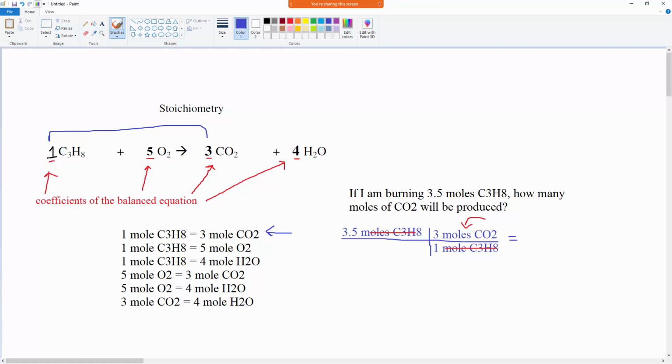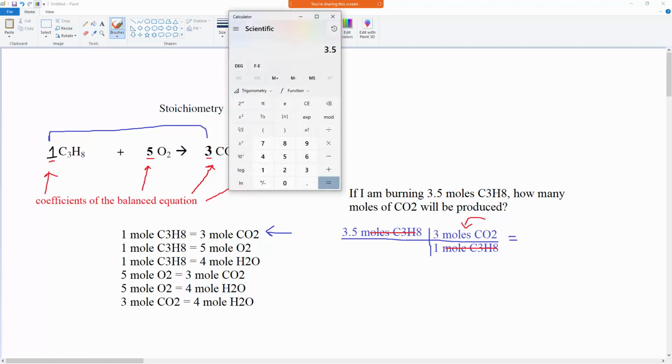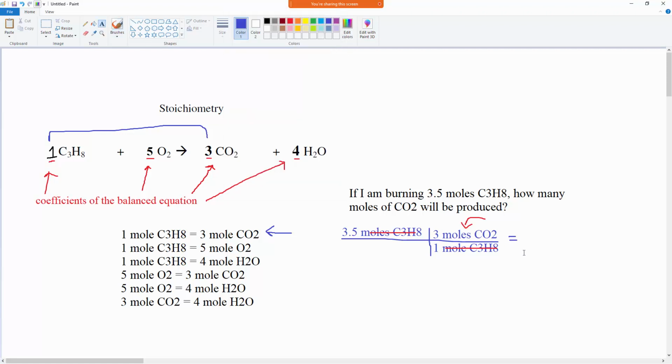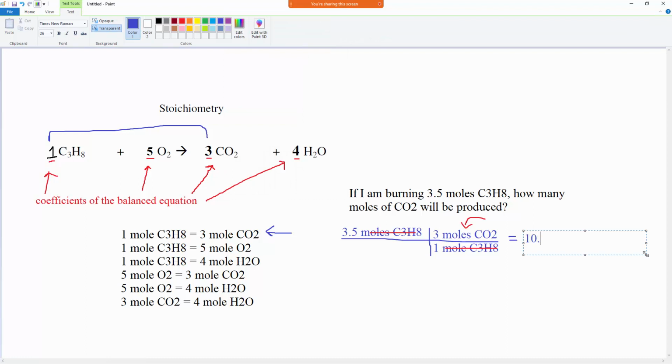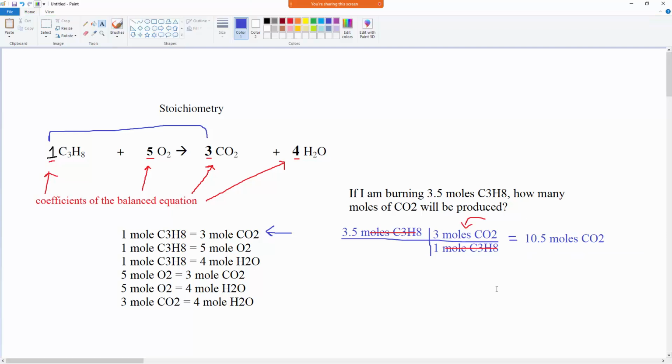And then I just plug it in. 3.5 times 3. And Sarah got it. That would be 10.5 moles of CO2 that I predict will be formed when I burn my 3.5 moles of C3H8. Does that make sense? Makes sense to Sarah. Anybody else with me?